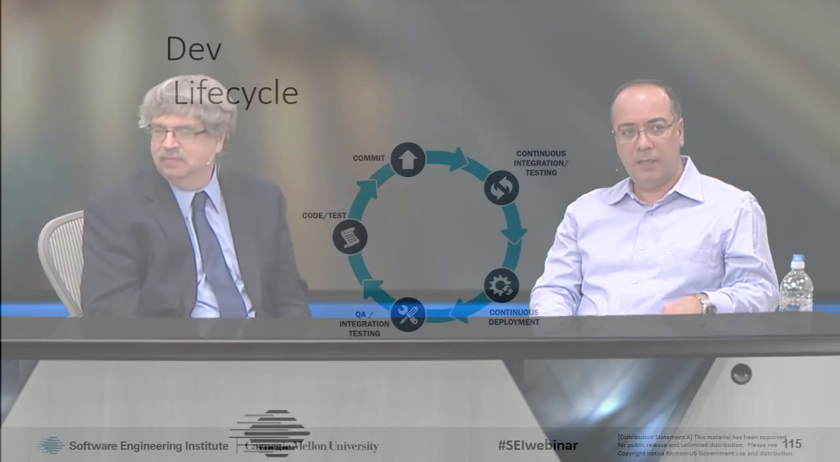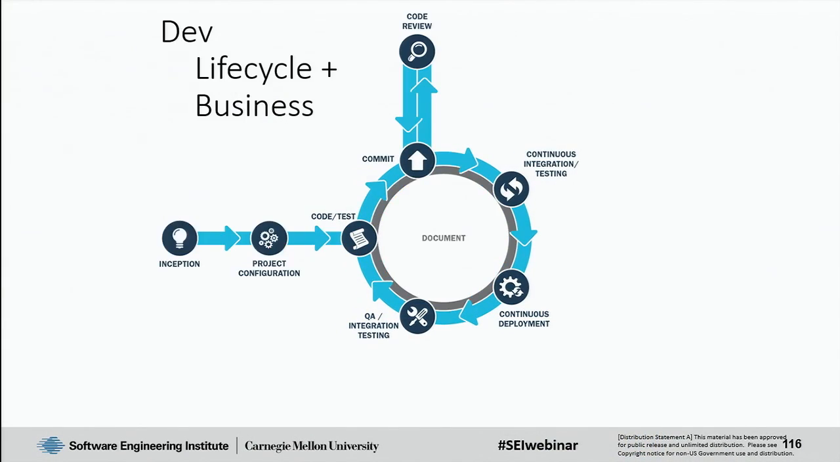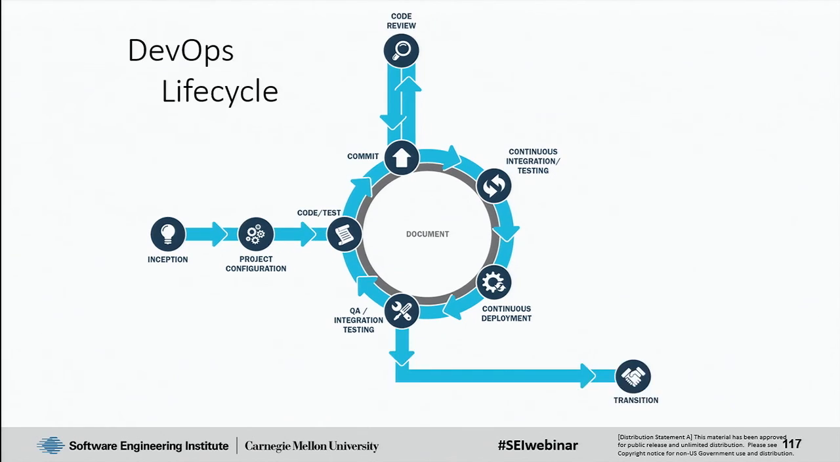This is the typical DevOps cycle here, and again it connects to QA, then code and testing, and also includes business and project configuration in the overall process. The next slide is basically talking about the transition. This is a typical DevOps cycle, basically the typical software development process, including the operational perspective.